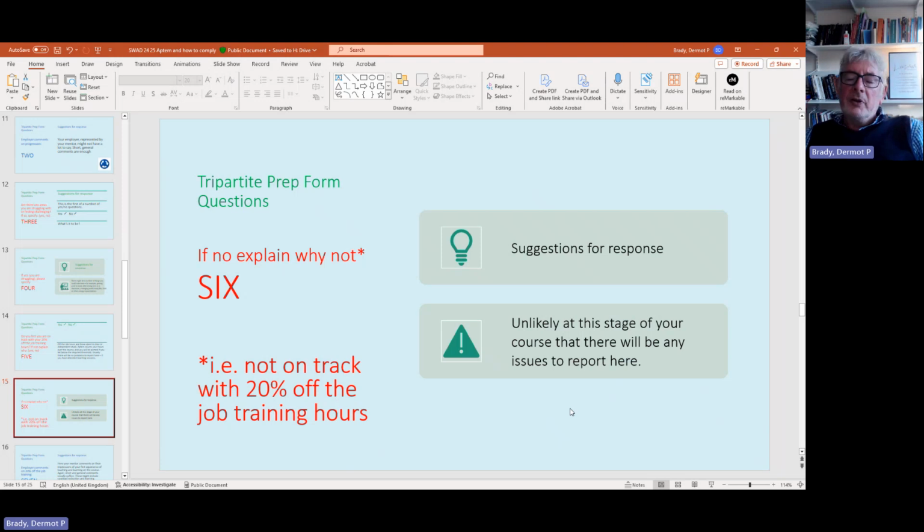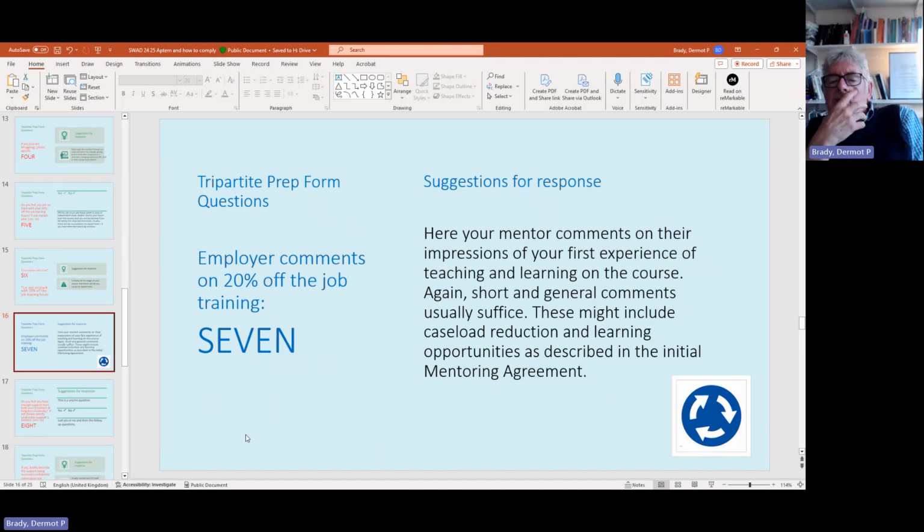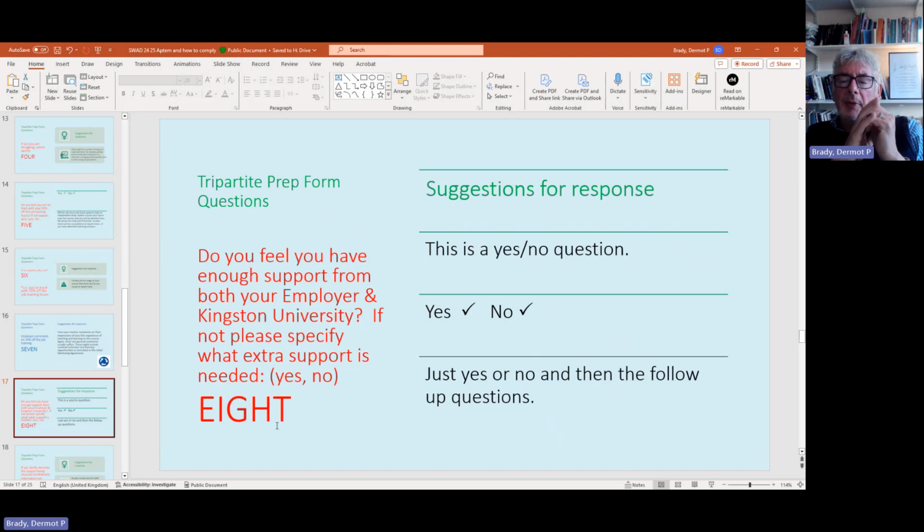So again, unlikely, but if there are issues to report, please use that space to do so. Again, keep it to more like a bullet point than a paragraph, if you see what I mean. So this is one of the comments that the employer has to add here again. It might be other things, but there may be workload or work case issues that need managing. And again, this will be a good place to make a note of those things. When I say make a note, I am presuming that would result in something happening in the real world. I hope I've been clear enough about that.